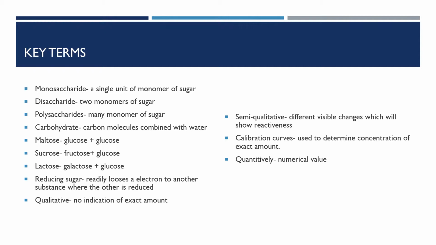Semi-qualitative would be, for instance, with Benedict's solution, whereby even though a positive test would turn brick red, it also has other colours that it turns. For instance, if there's only a little bit of a reducing sugar, then it turns green, maybe more, yellow, medium would be brown, until it gets to brick red, which is where it's got a lot. And then quantitative is a numerical value. For instance, with the rate of reaction, we know. And then a calibration curve is used to determine the exact amount of a substance.